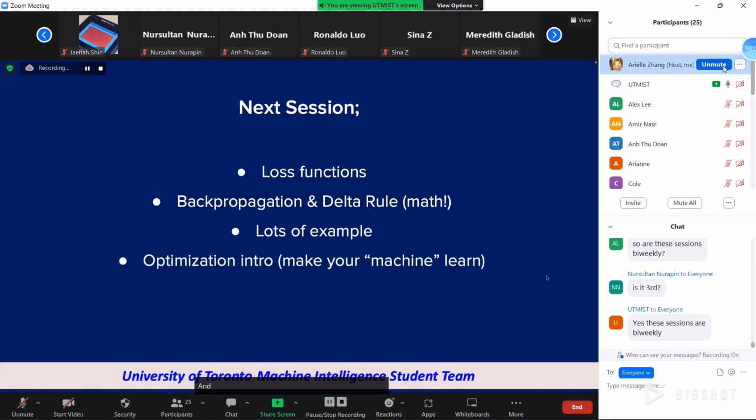And optimization intros. Next sessions, we're going to talk a lot about training techniques: overfitting, underfitting, and batch, maybe not batch normalization, but mini-batch, and all that kind of stuff. So yeah, I think that is the last one.